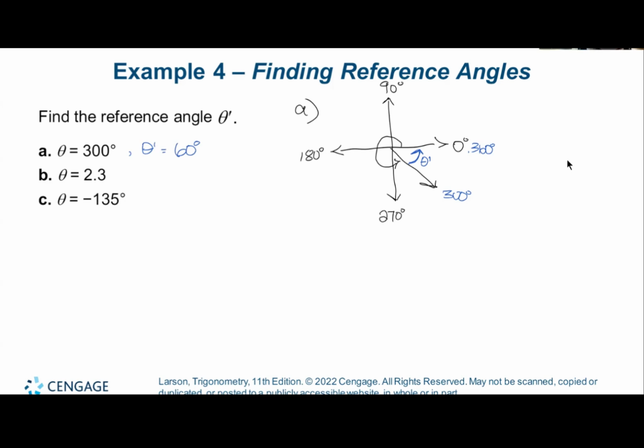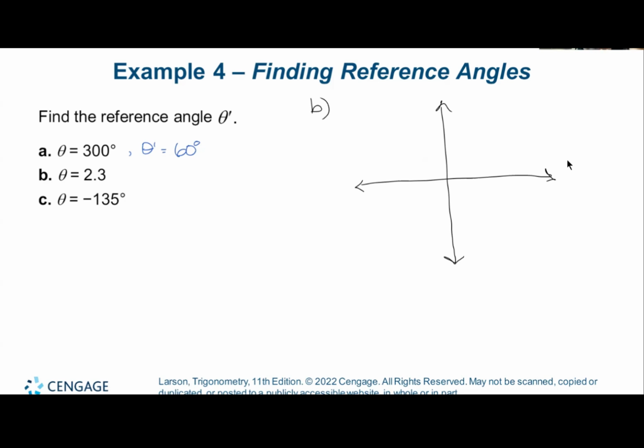B is a little tricky. Here, there's no degree symbol, so we are in radians. So we're looking for 2.3 radians. So this is 0 radians. This is pi over 2 radians. This is pi radians. This is 3 pi over 2.